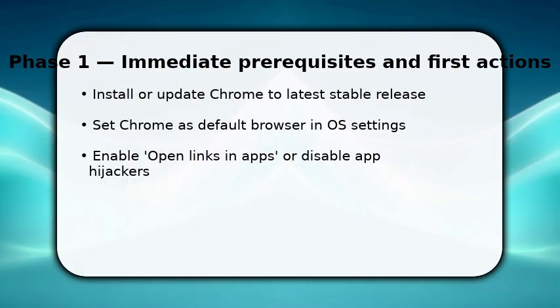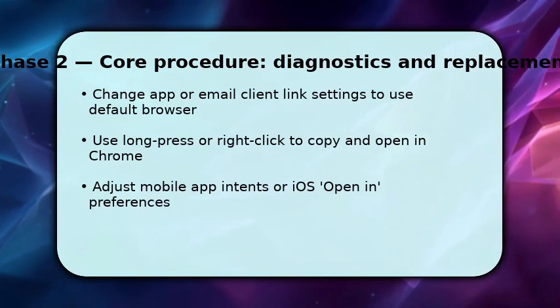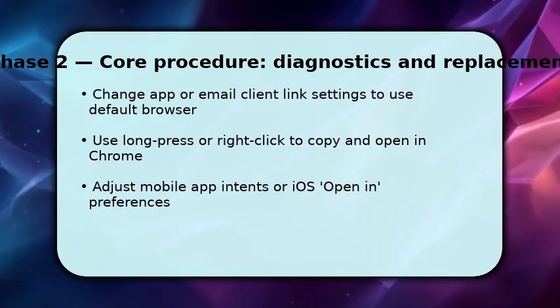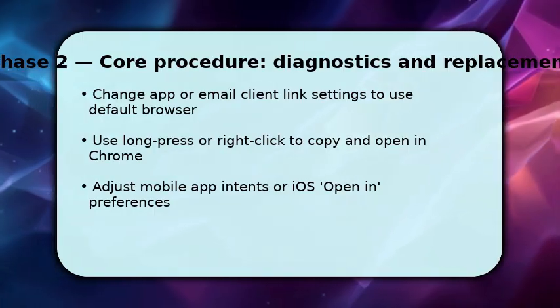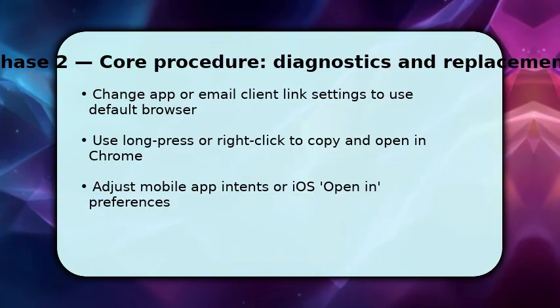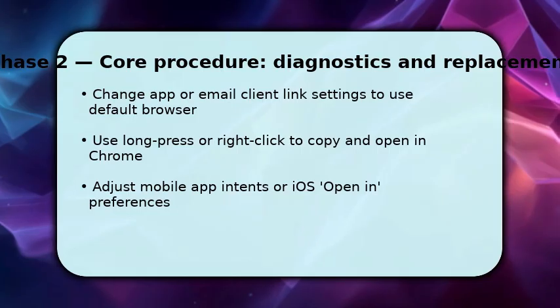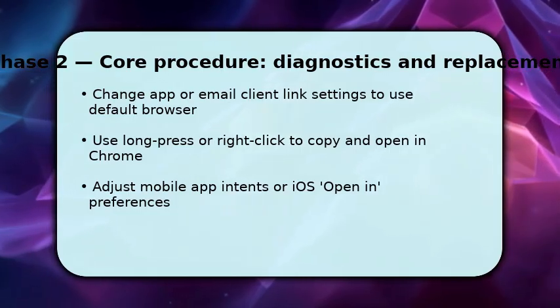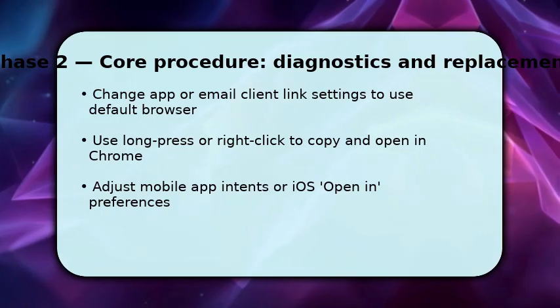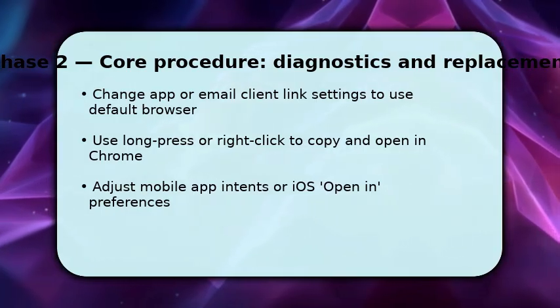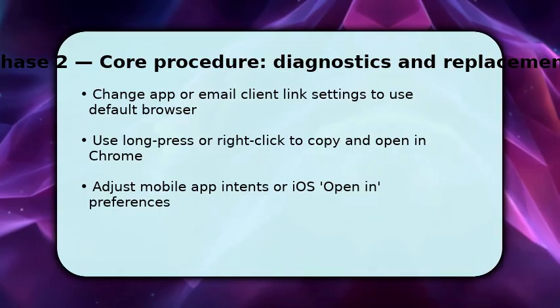Now focus on where links originate, because some apps override defaults. In email and messaging apps, find link behavior settings and choose Use System Default or Open in Browser. If an app forces its internal viewer, long press or right-click a link to copy and paste into Chrome, that's a reliable fallback. On Android, check App Intents and clear defaults for the offending app.